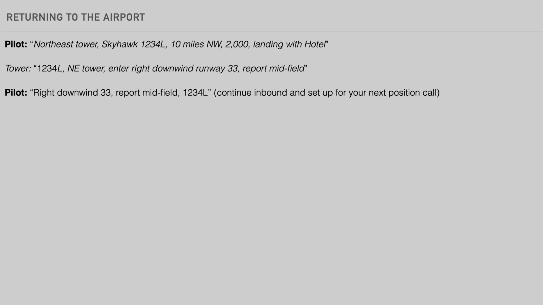Once you've established communication with Tower, begin your call with the 5 Ws. "Northeast Tower, Skyhawk 1234 Lima, 10 miles northwest, 2,000, landing with Hotel." Tower will respond, "1234 Lima, Northeast Tower, enter right downwind, runway 33, report midfield." "Right downwind 33, report midfield, 1234 Lima."